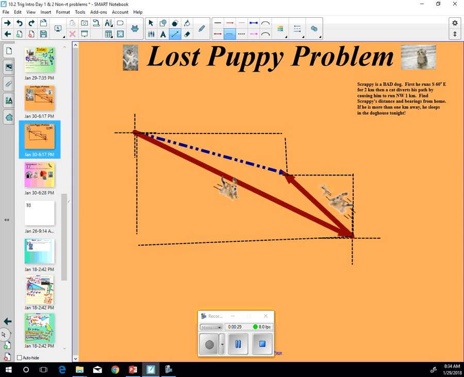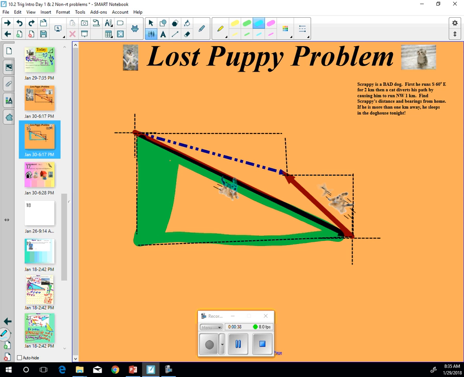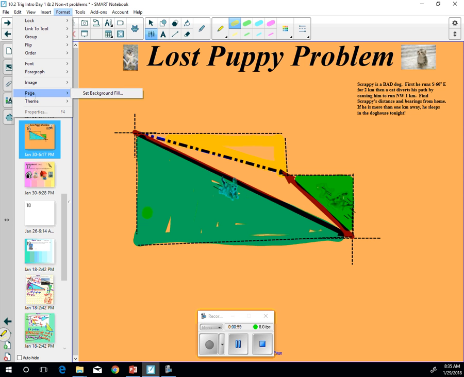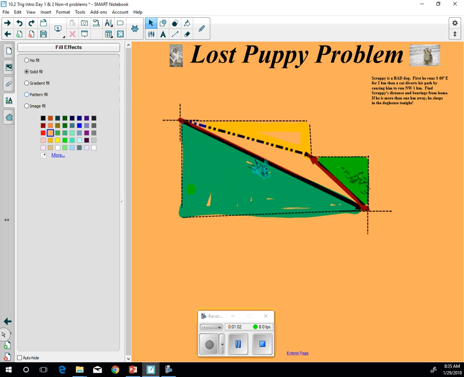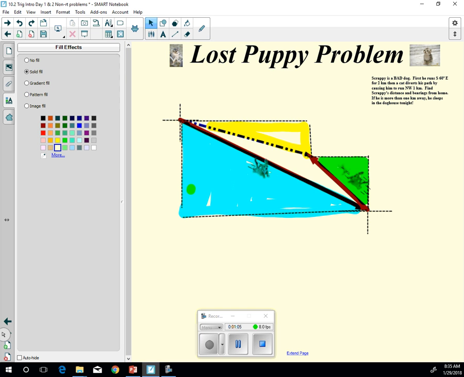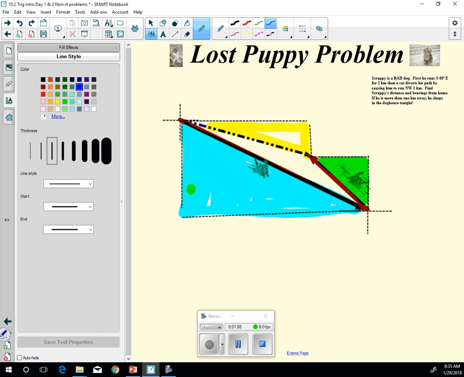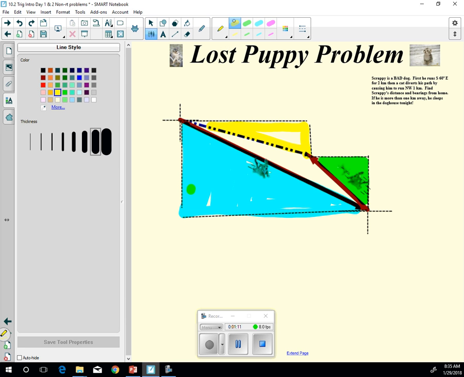So the way I'm going to do it is I'm going to make individual triangles. I'm going to make this blue triangle, one triangle we're analyzing. Then I'm going to use this right triangle, and then I'm going to use this one, which you can't see, but you can, because I'm going to change the background. There we go. All right, so now we can break this up into right triangles.